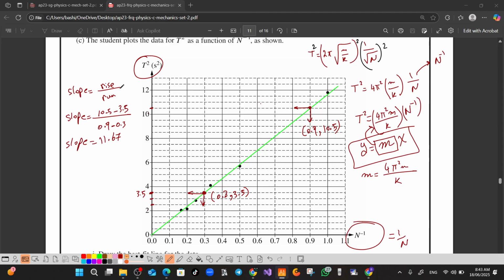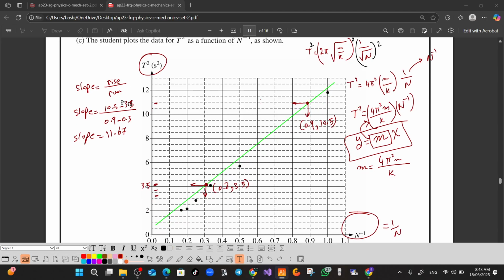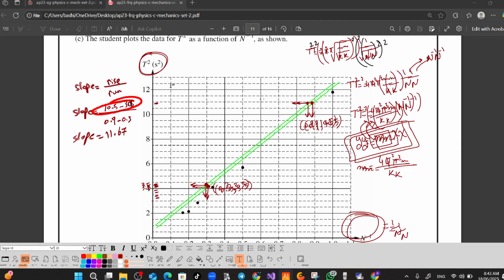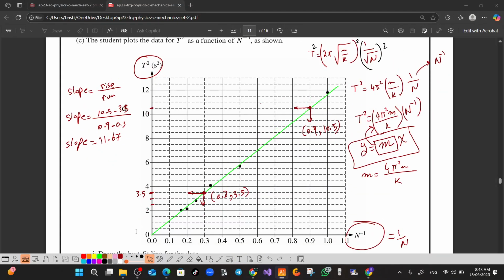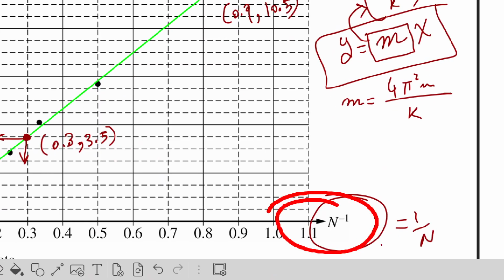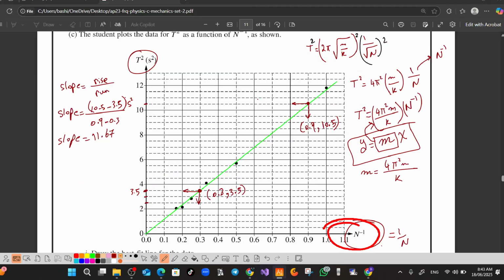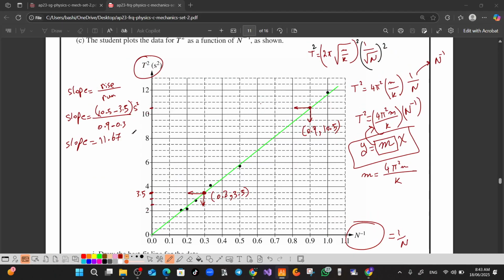So let's evaluate the unit for the rise and the unit for the run. Vertically here, the unit is seconds squared. And horizontally, as we can see here, there is no unit because this is just the number of springs, so it's unitless. This is why the final answer should be seconds squared over 1, which means this is seconds squared.